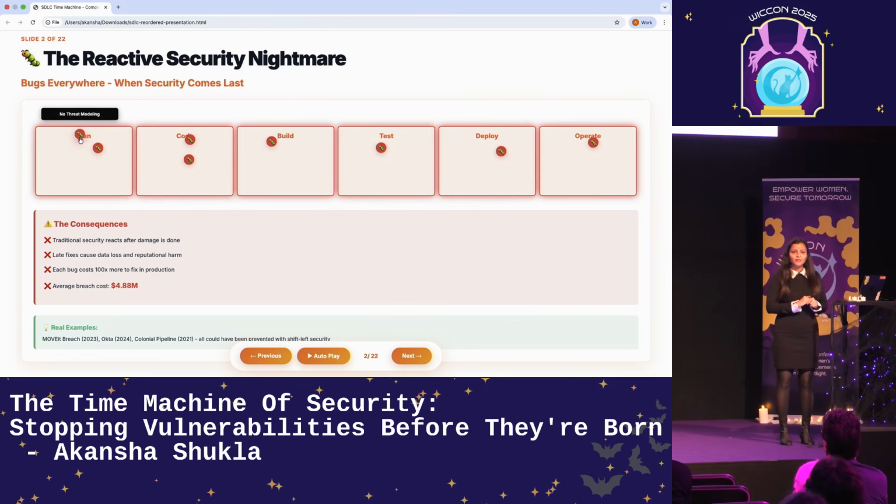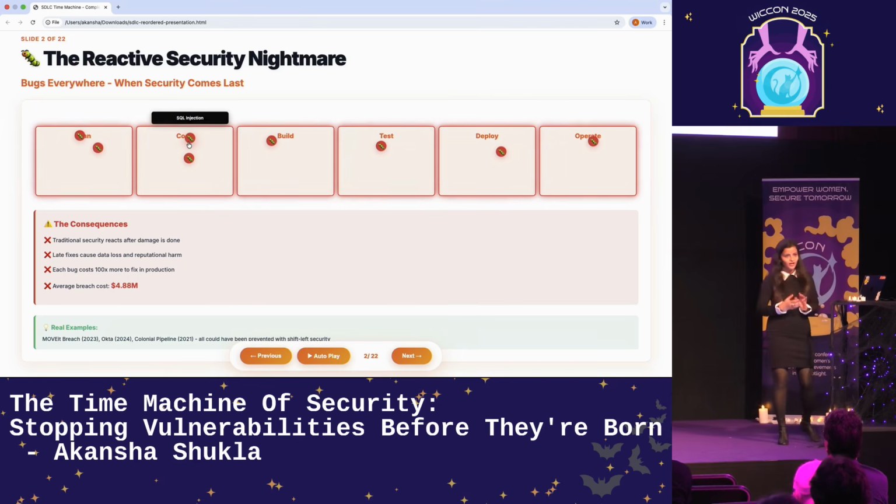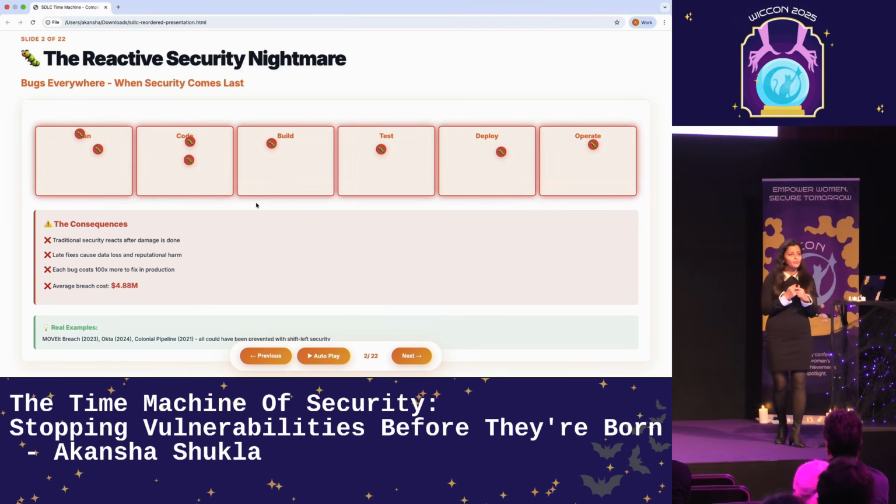If you see in the plan phase, no threat modeling was done. No requirements were mentioned, what exactly you were trying to create, what your application is going to do. In the code phase, my favorite vulnerabilities, which I identified a lot, are SQL injection and cross-site scripting. So you can imagine this nightmare and the consequences of traditional security, which is still an afterthought for many organizations.